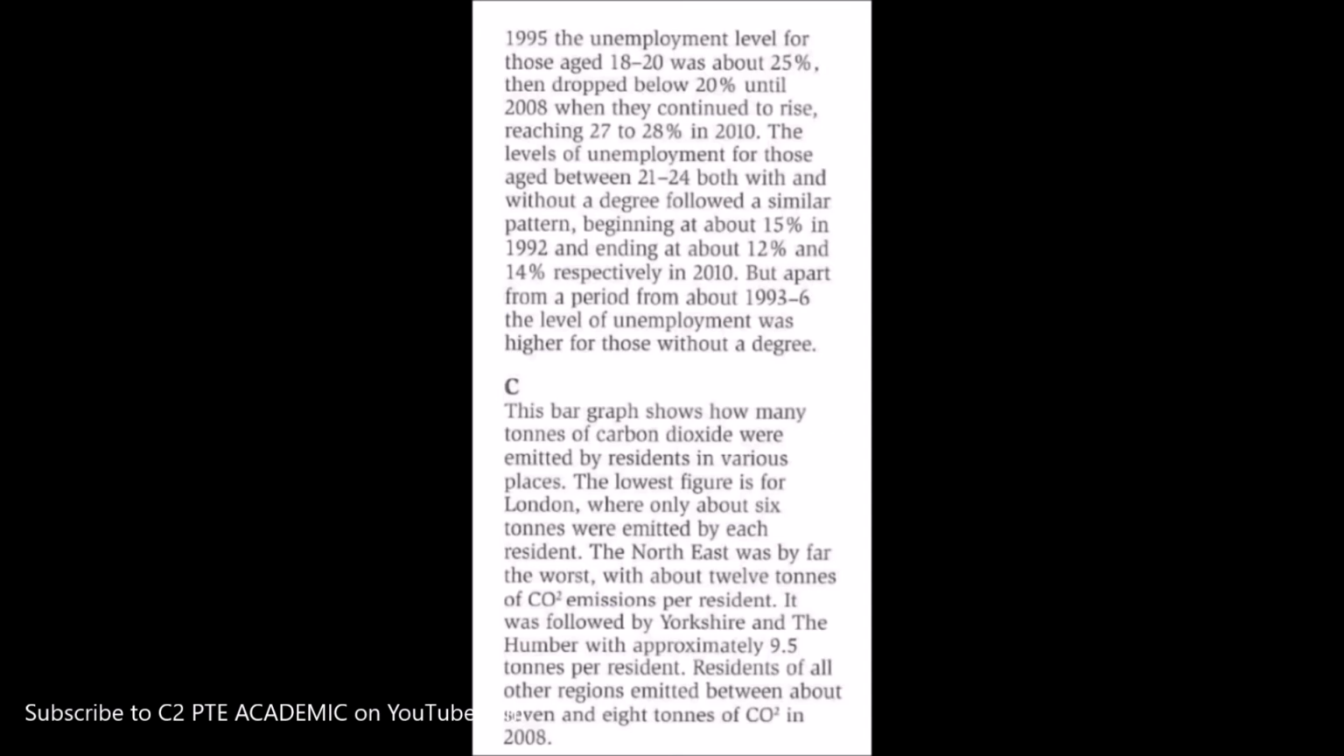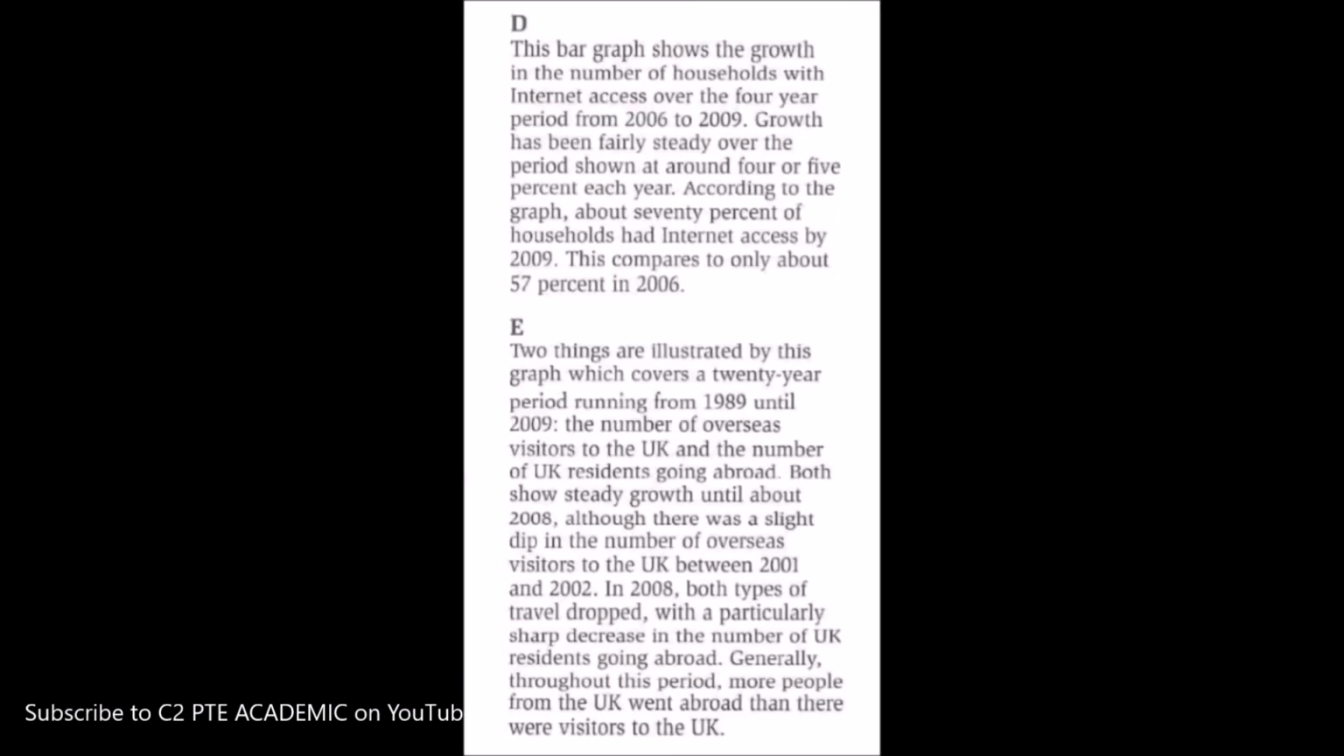Image D. This bar graph shows the growth in the number of households with internet access over the 4-year period from 2006 to 2009. Growth has been fairly steady over the period shown, at around 4 or 5% each year. According to the graph, about 70% of households had internet access by 2009. This compares to only about 57% in 2006.